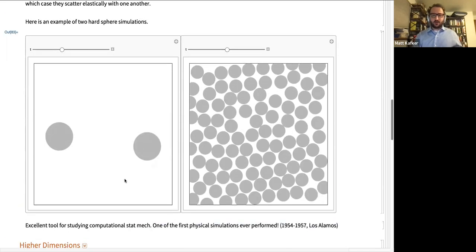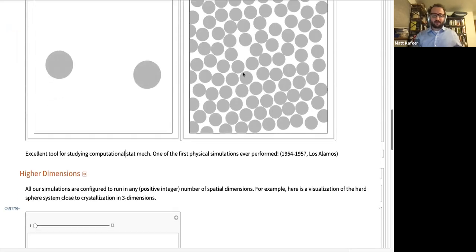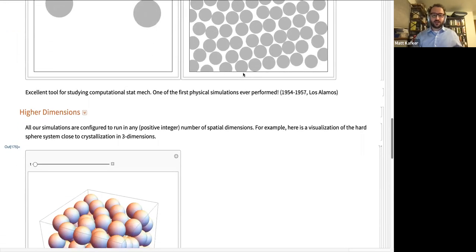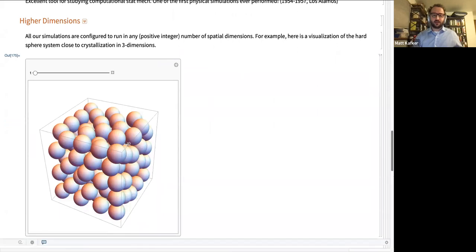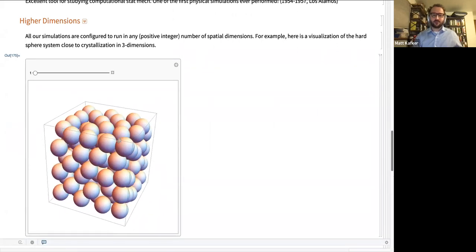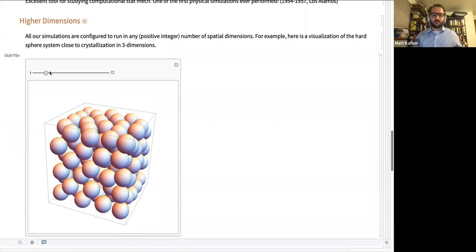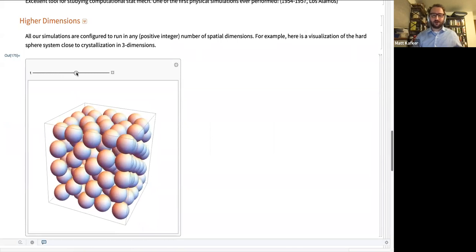Okay, so these are some simulations. These are written in Wolfram language code. They run in higher dimensions, which is kind of cool. So here's a nice little dense crystal-like thing where all of our hard spheres are bouncing around, and they have a little bit of order there.